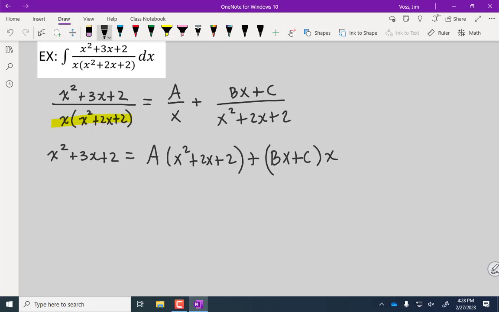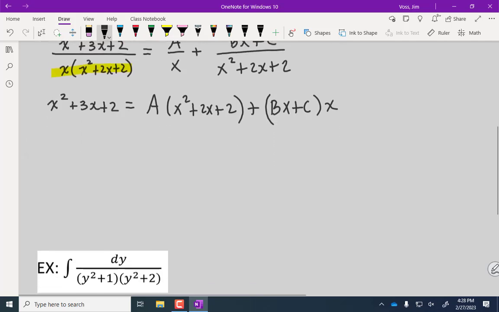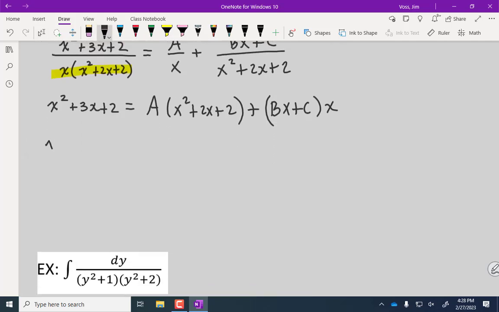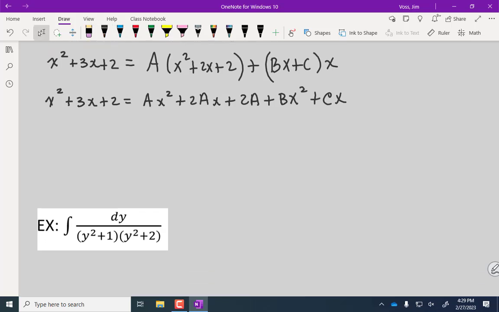So it makes more sense to use the traditional value method when we are dealing with irreducibles. So what we're going to do is multiply everything out on the right-hand side. So multiply out that entire right-hand side, and then build our system. Build the system.